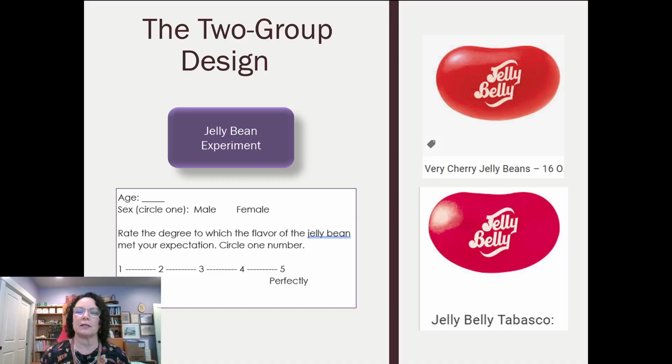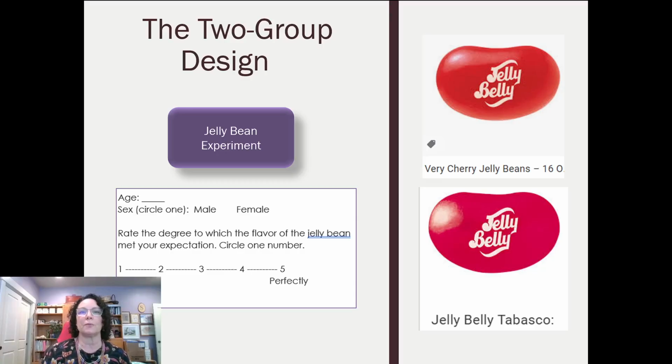And so I pass out the Jelly Bellies, everybody gets one, and then they get this little rating paper. I have them write down their age and circle their sex. It doesn't matter. And then I have them rate the degree to which the flavor of the jelly bean met their expectations. Verbally, I say to them, look at your jelly bean, examine it, and make a prediction in your mind of what flavor you think it's going to be. Then eat your jelly bean and complete this little rating scale, from 1, it doesn't at all represent my expectation, to 5, it perfectly met my expectation.